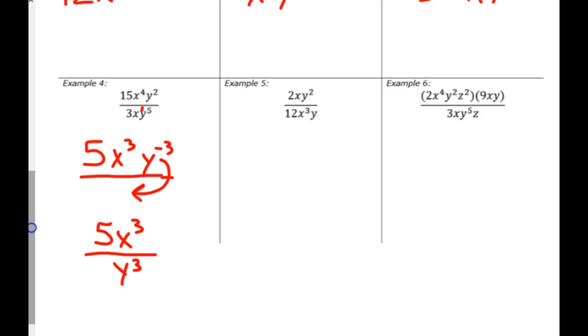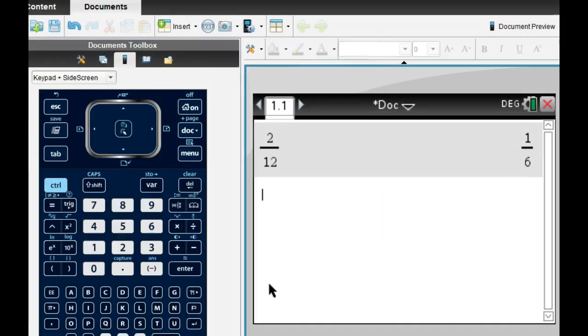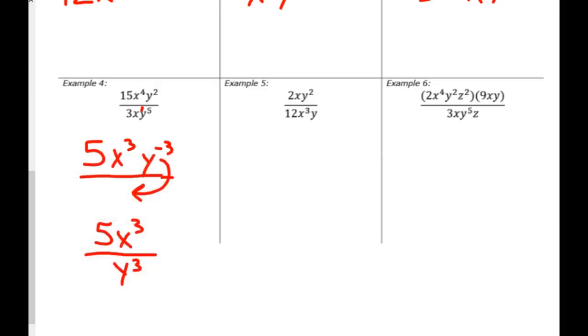Alright, so our coefficients are 2 over 12. Now, if you don't know this, 2 divided by 12 reduces to 1 over 6. So 1 over 6. Now, let's do our x's. Okay, 1 on top and x to the third power on the bottom. 1 minus 3 is negative 2. So x to the negative 2.